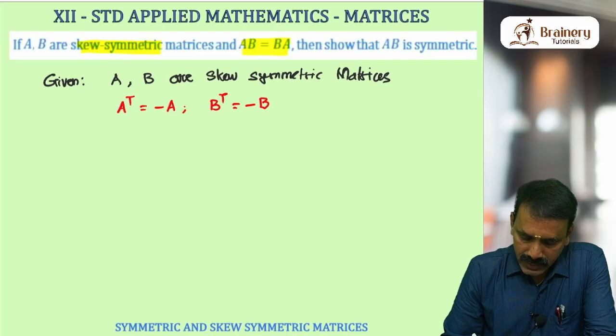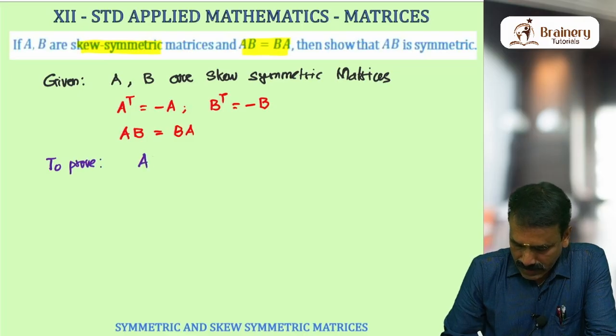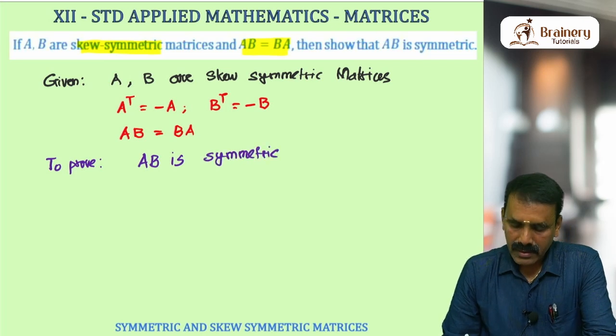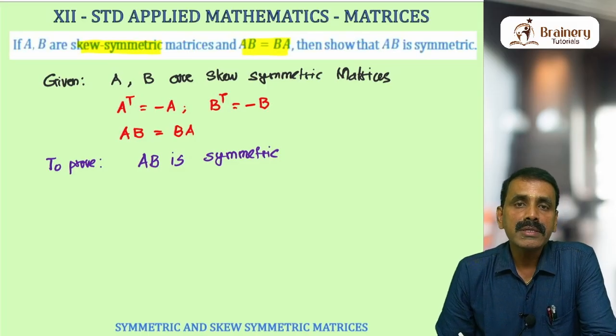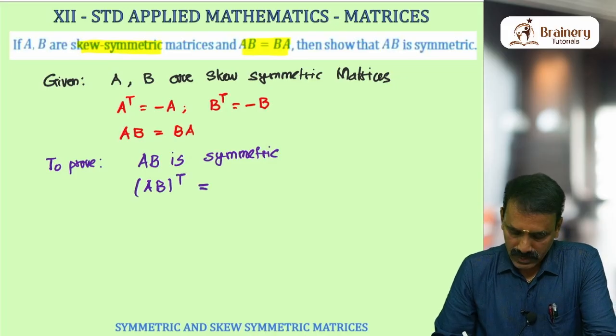And also one more condition is given to us. What is given? AB is equal to BA. What are we supposed to prove? To prove AB is symmetric, that is, we are supposed to prove AB whole transpose is equal to AB itself. This is what we are supposed to prove.